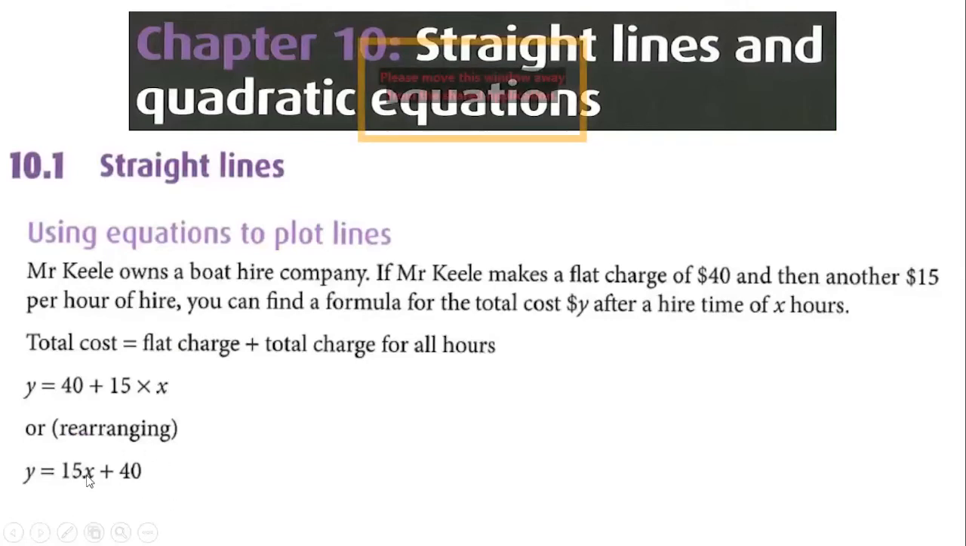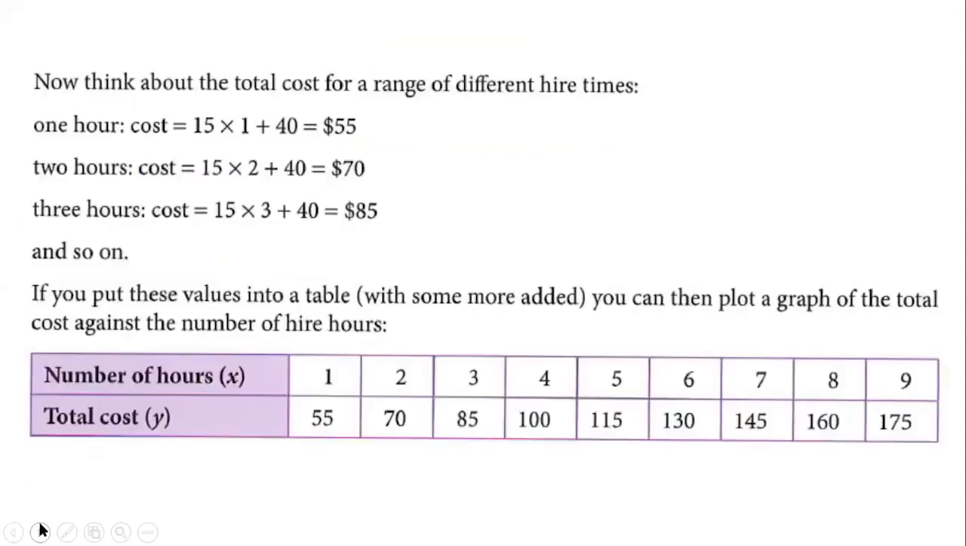So 15, not n, but 15x plus 40 is the formula for finding the total cost, which is represented by y. In this equation, you have two variables, x and y. x is the number of hours, and it is the independent variable, while y depends on the value that you are giving to x, and changes according to x.